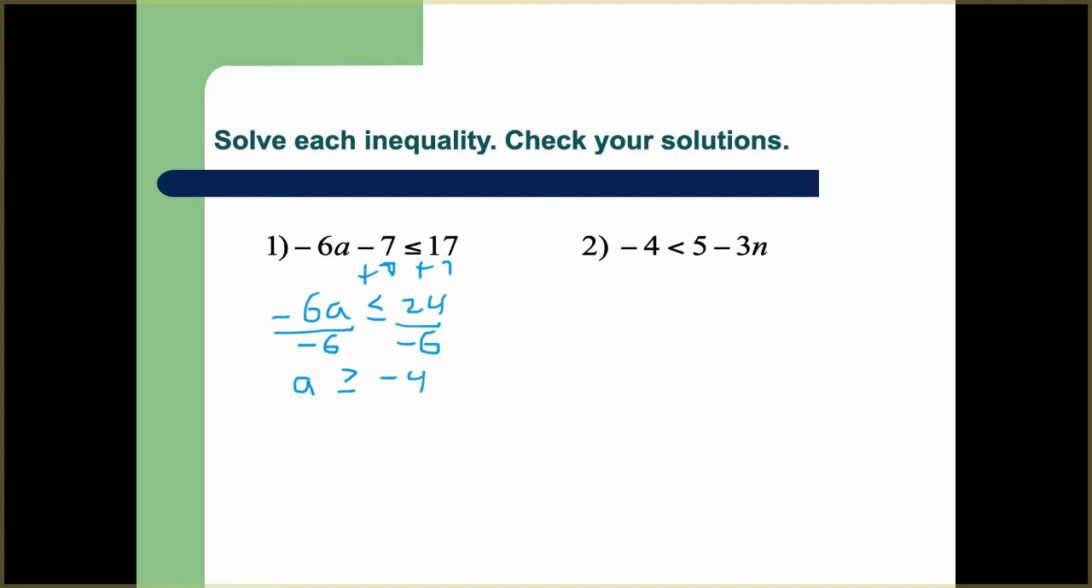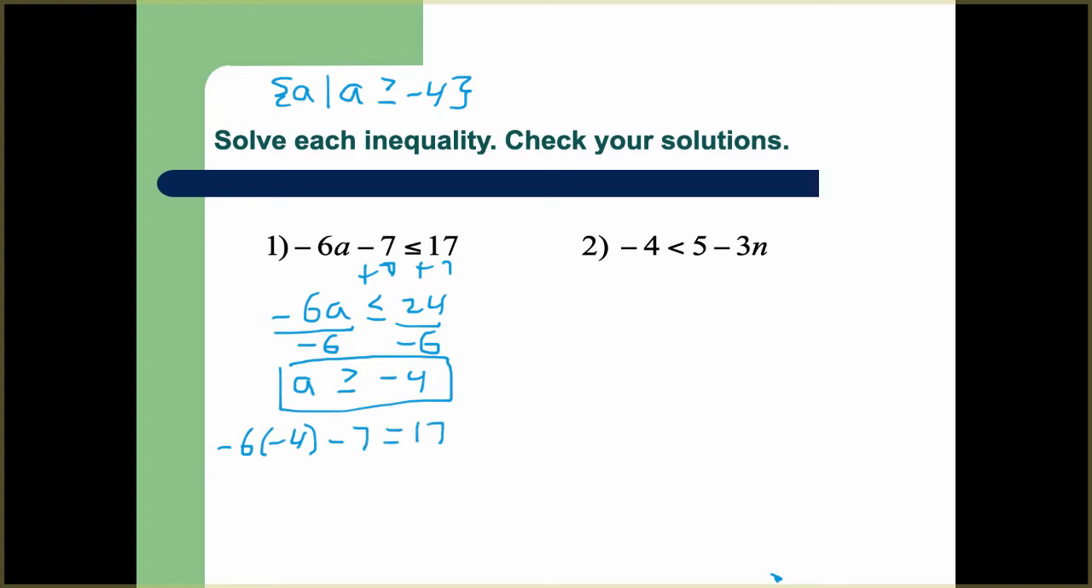And then a reminder that in your book, you'll see it in set notation, a such that a is greater than or equal to negative 4. What we have to do again is we have to check our solution. So we're going to check the endpoint. And so I'm going to plug it in on my endpoint and make sure the numbers on both sides of my inequality equal each other. This tells me my endpoint is in the right spot.